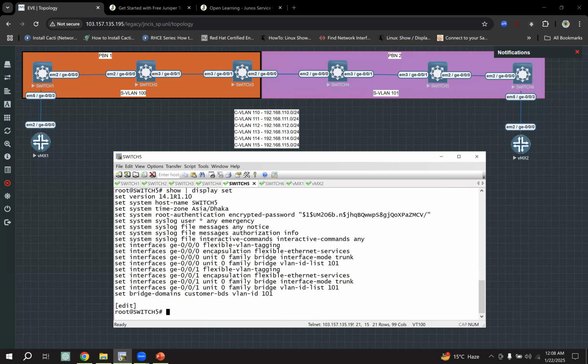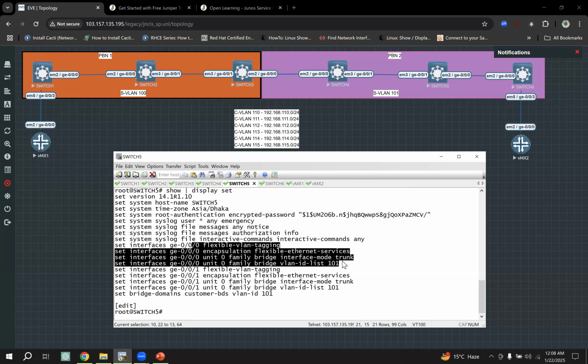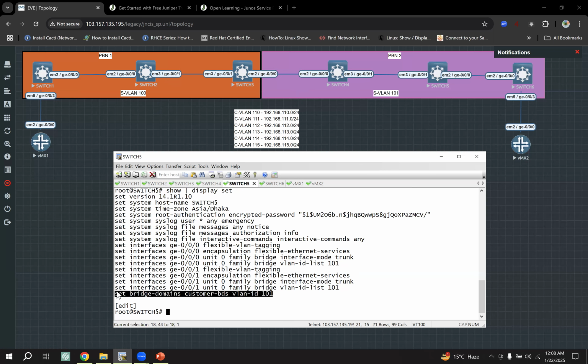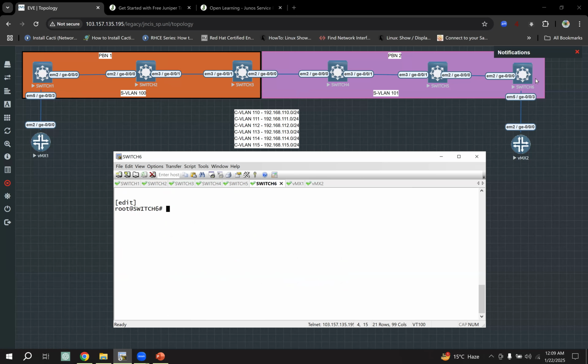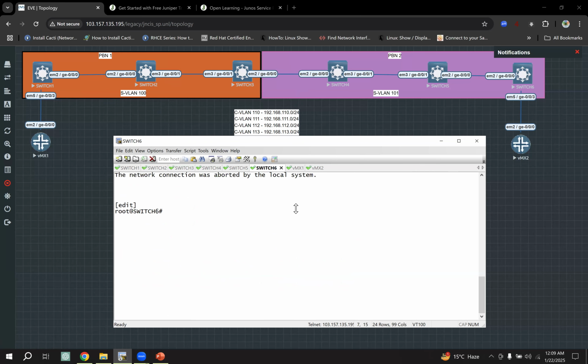Switch 5 is basically similar to switch 2. Just configure it as a transport, allowing the VLAN. This is how to create the VLAN. And switch 6 is very identical to switch 1, so this is basically a similar configuration.